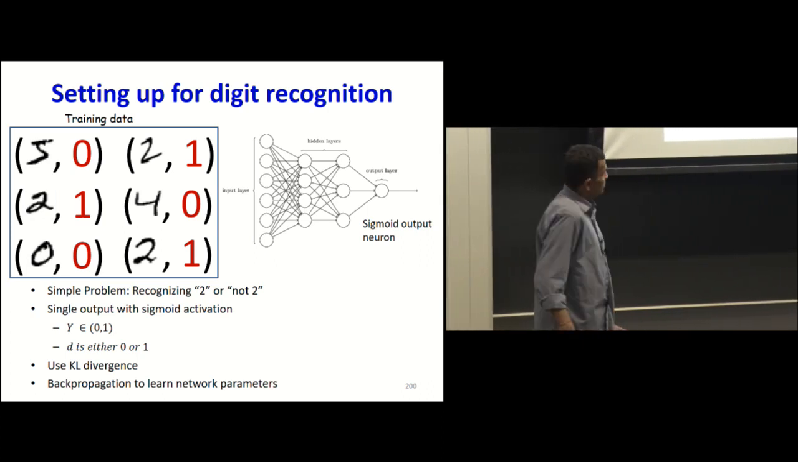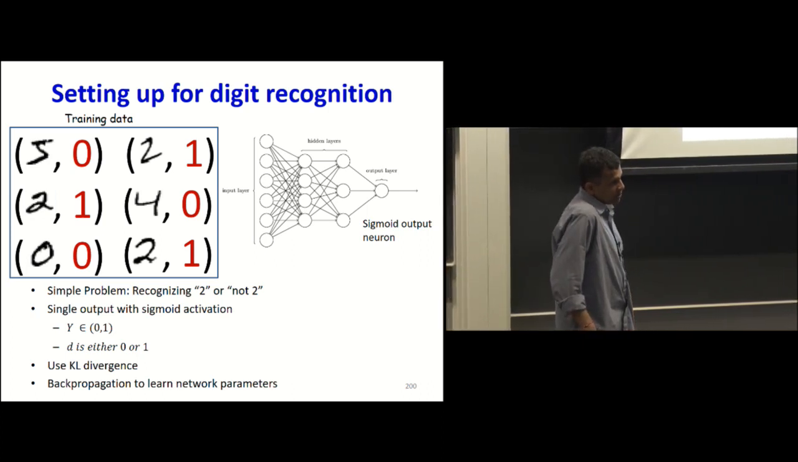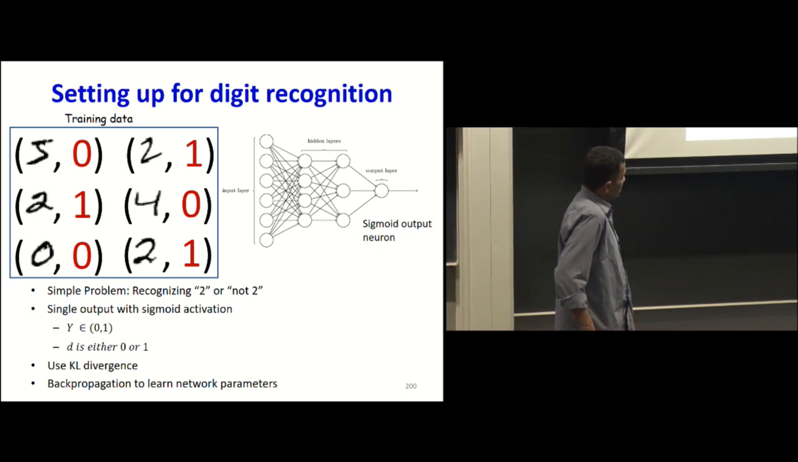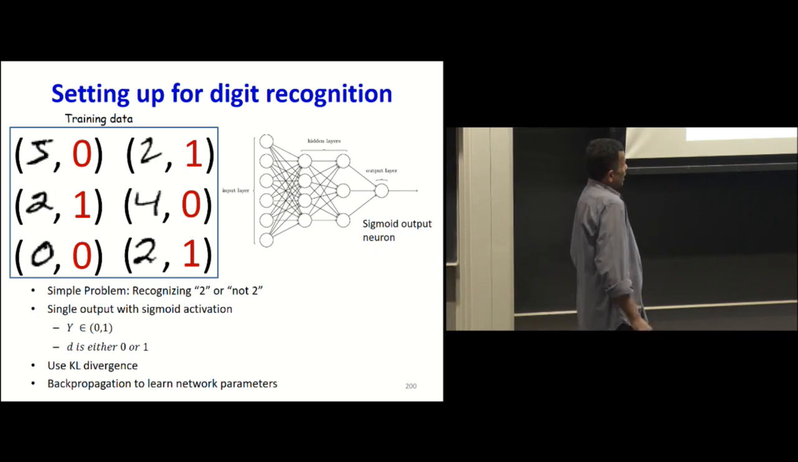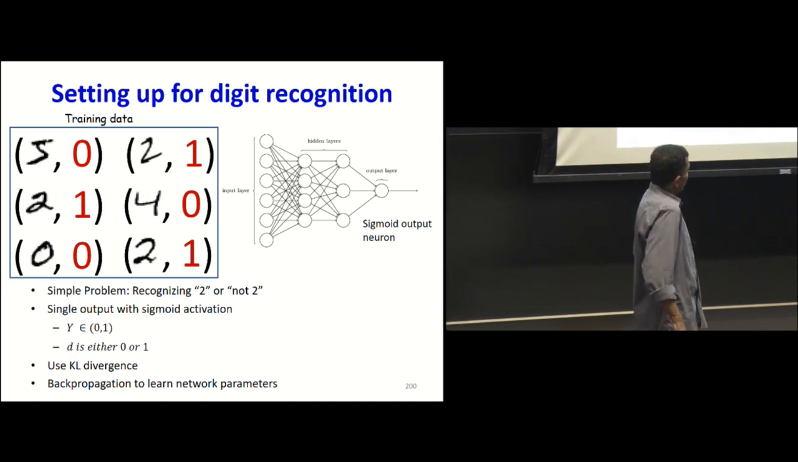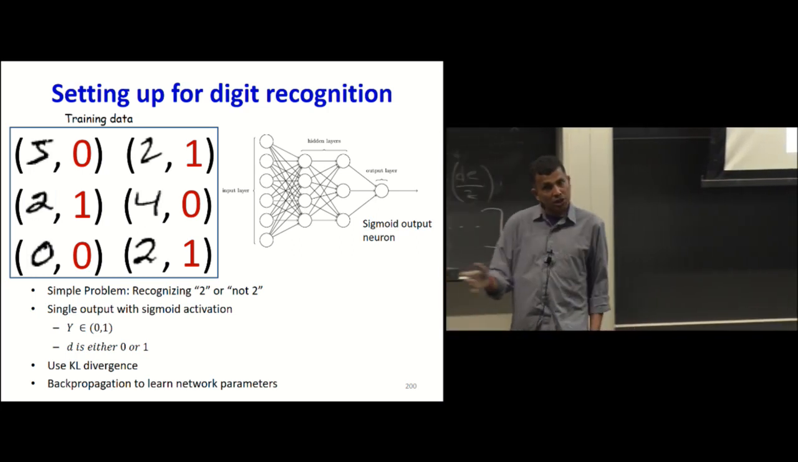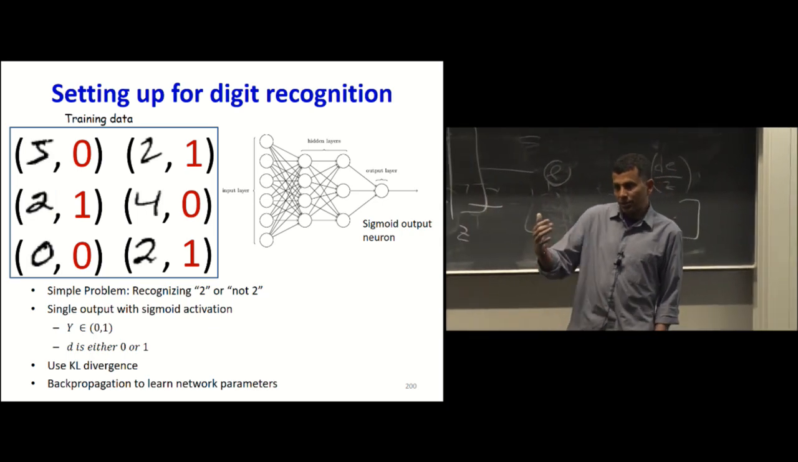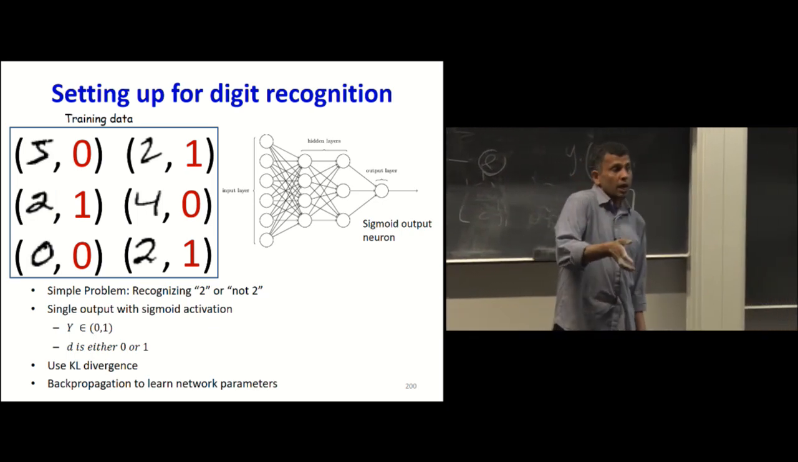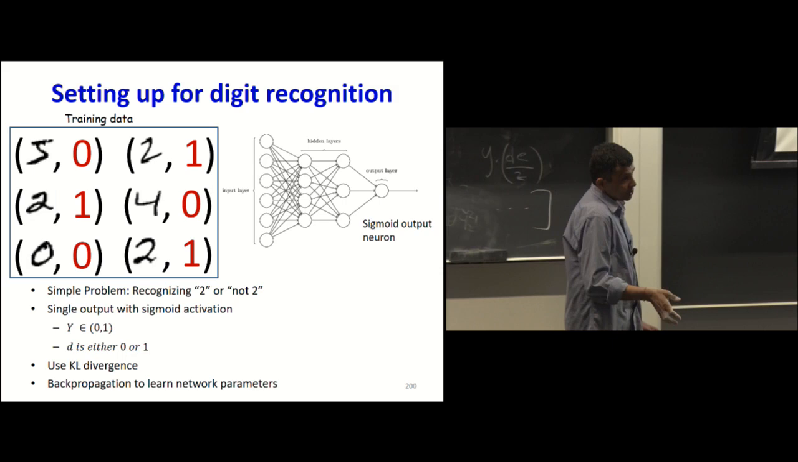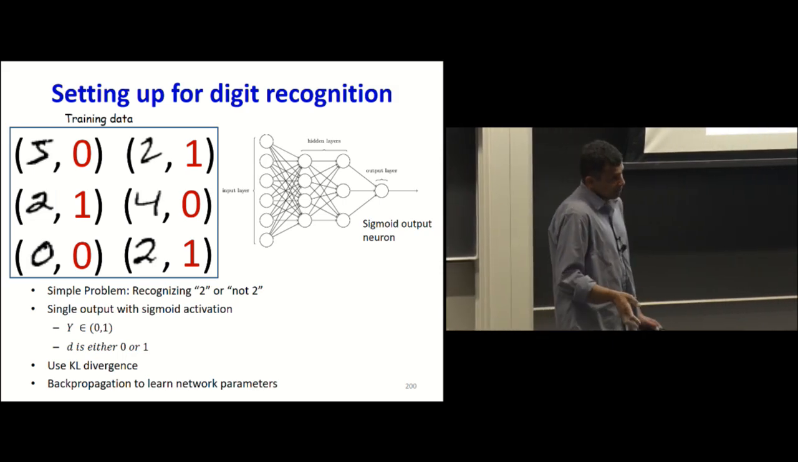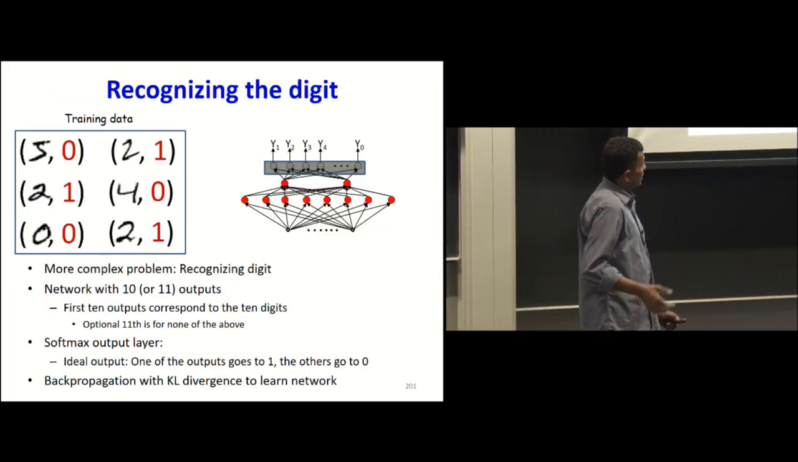I'd start off with a sigmoid activation where the output is going to be 0 or 1 and something in between. I have to define my divergence, a Kullback-Leibler divergence most likely, and then I'd use backpropagation to learn the network parameters, simply to learn the derivatives, which I would insert into the gradient descent rule to learn my network parameters.